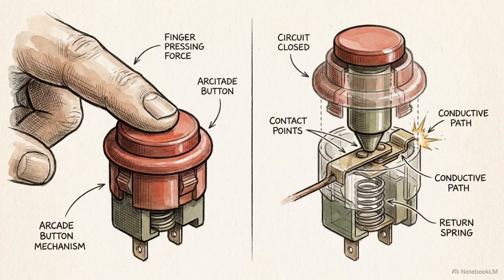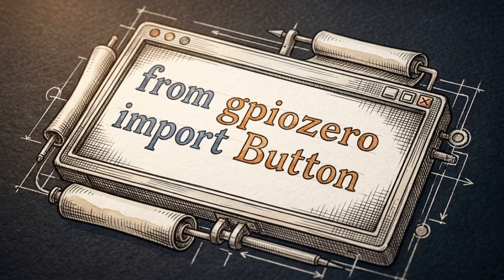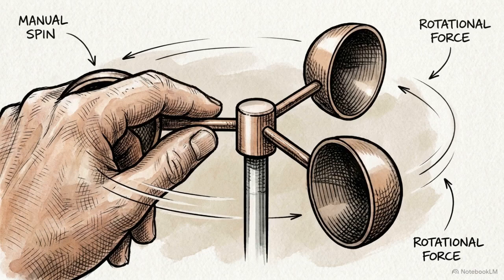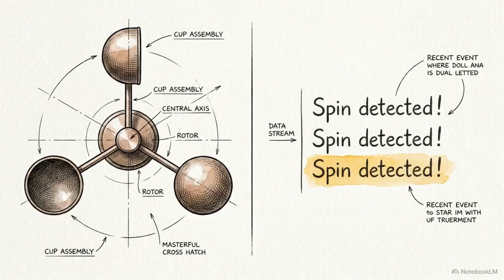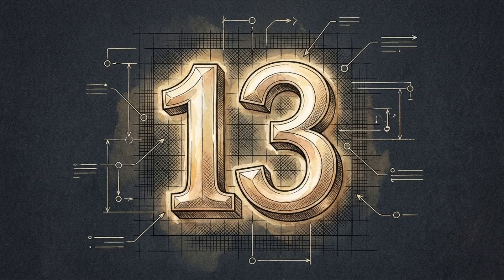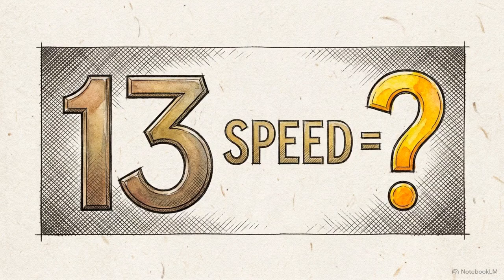Because this acts exactly like a physical button being pressed, we can write a short Python script using the GPIO Zero button library to detect those exact signals. Now, run your script and manually spin the anemometer cups to verify the wiring. You should see your Python console print a confirmation message every time the cups complete a full rotation and trigger the switch.